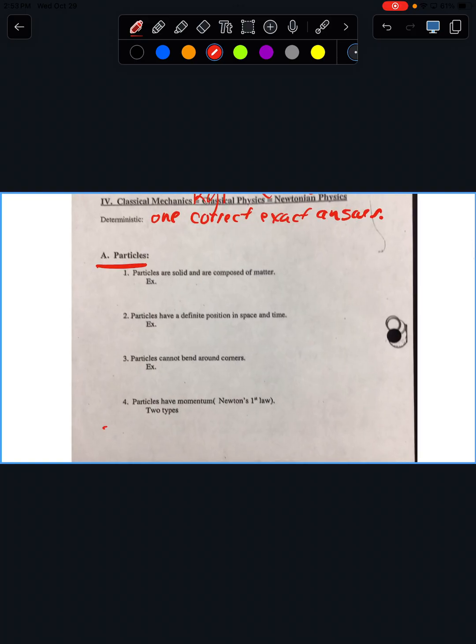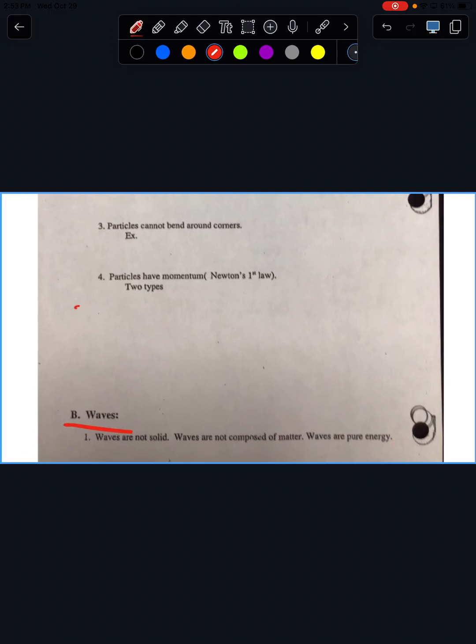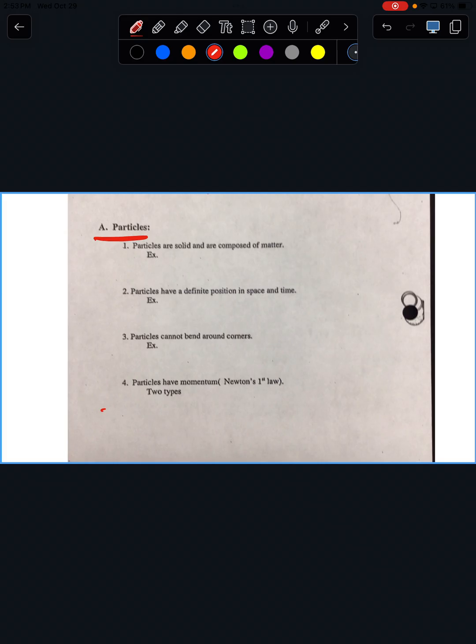There are two categories: particles and waves. Next year, you will spend all your time talking about particles. If you take AP Physics 2, then you'll talk about waves. But next year, all particles. And anything that has matter is a particle.